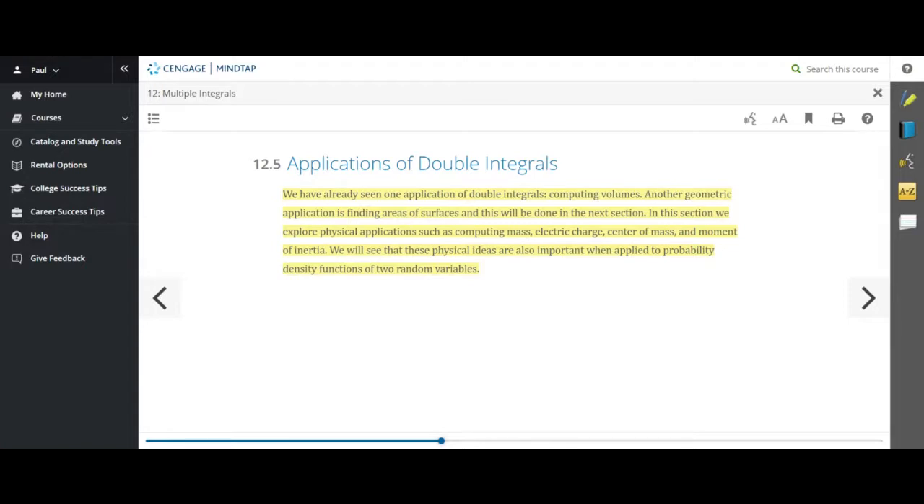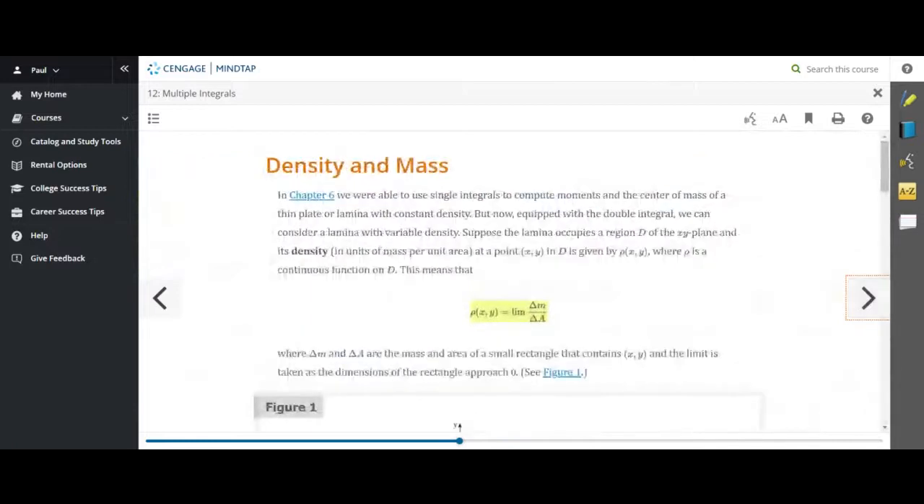These physical ideas are also important when applied to a probability density function of two random variables. But I'll let the probability application go, but feel free to look at it if you like. Okay, so let's go ahead here. Density and mass.